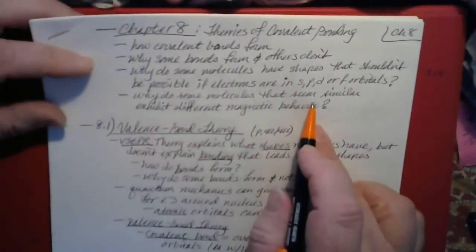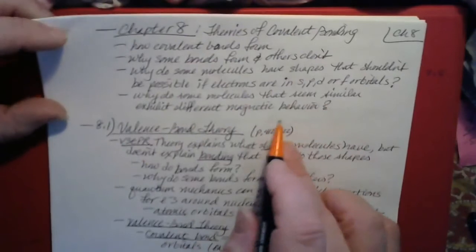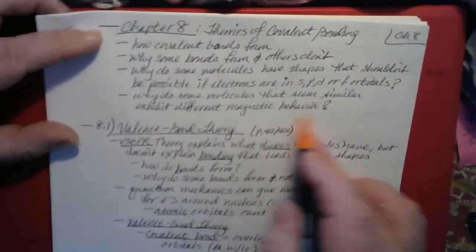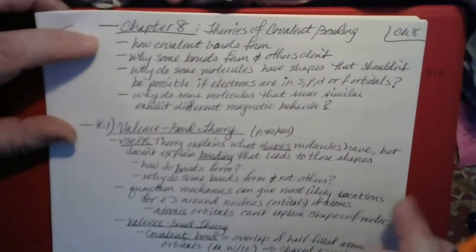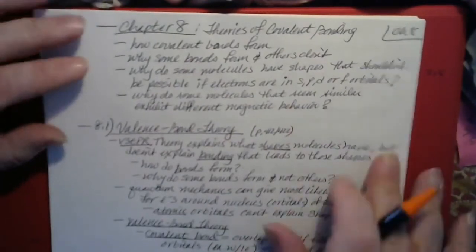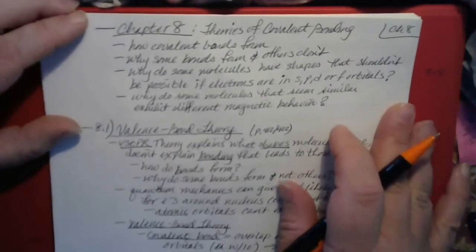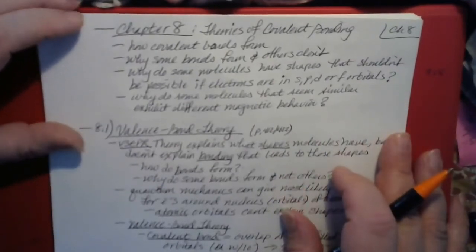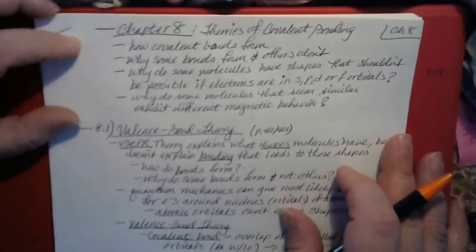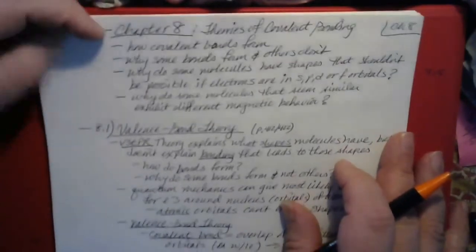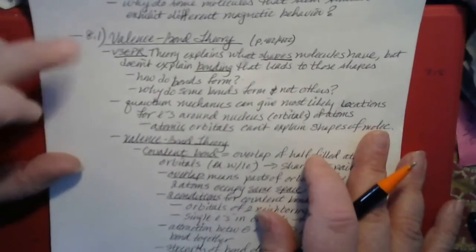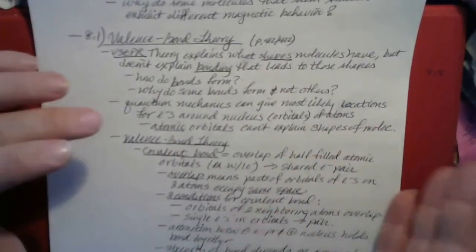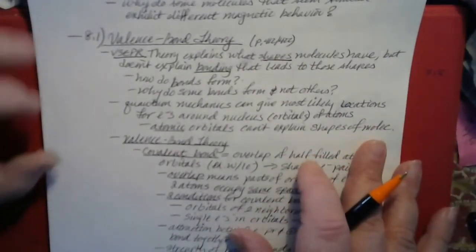And why do some molecules that seem similar exhibit different magnetic properties? So you put one molecule in a magnetic field and it's attracted to the magnet. You put another molecule in a magnetic field and it doesn't really care at all that there's a magnet there. And why is that? Well, we'll find out in this chapter. The first part of the chapter gets into valence bond theory, which is kind of the first step on our journey here.